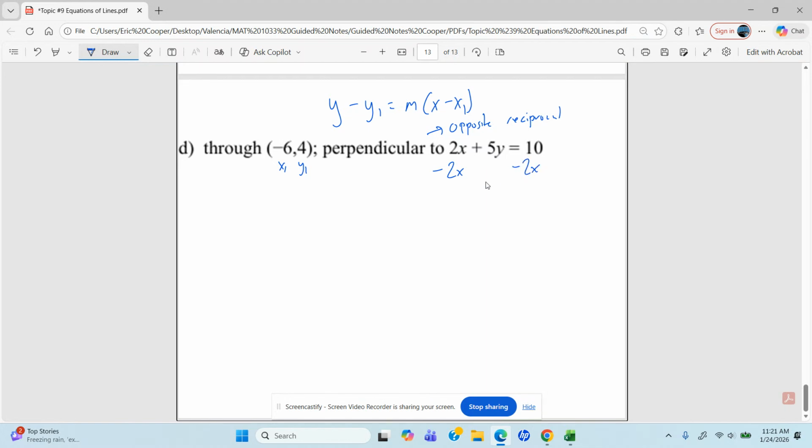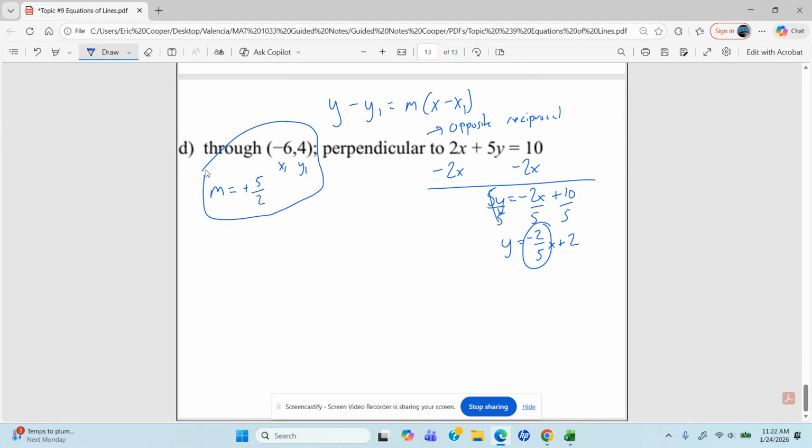It's minus the 2x from each side. 5y is equal to negative 2x plus 10. Divide everything by 5. I get y is equal to negative 2/5 x plus 2. So here's their slope. It's negative 2/5. We need the opposite reciprocal of that. Well, the opposite of being negative is positive, and 2 over 5 becomes 5 over 2. So we're going to use this slope of 5 over 2 going through the point negative 6, 4.